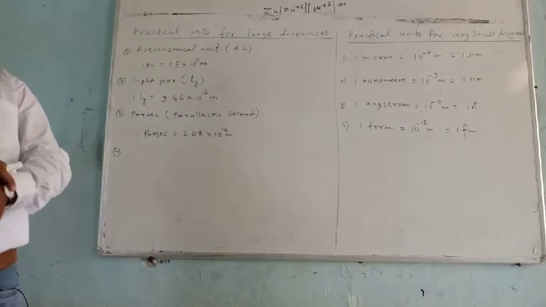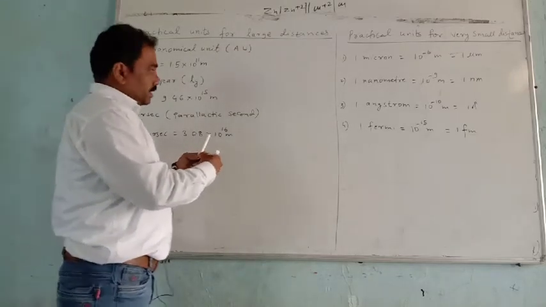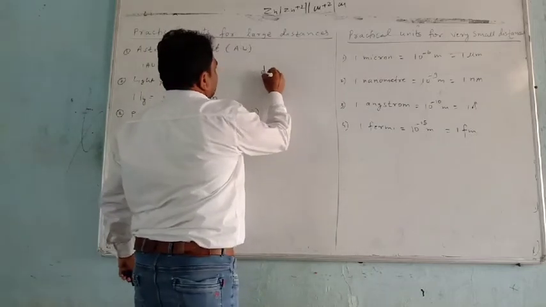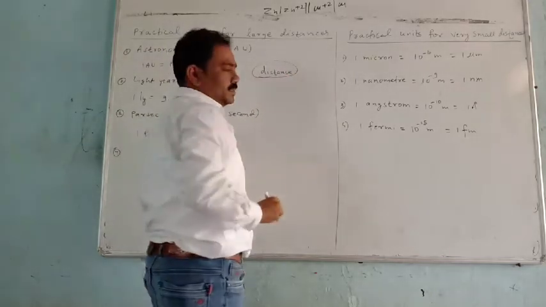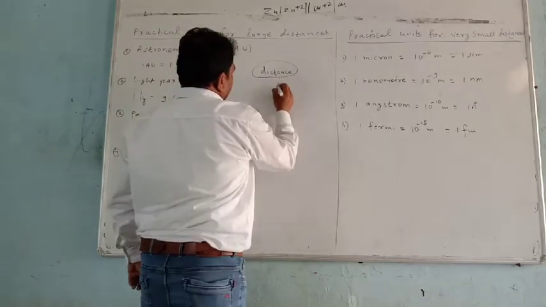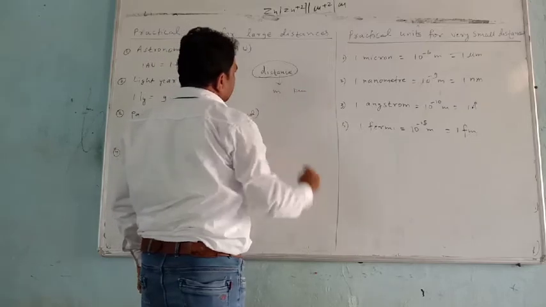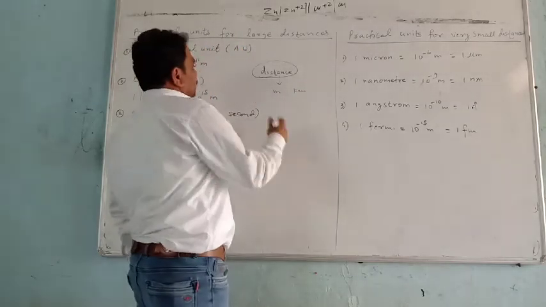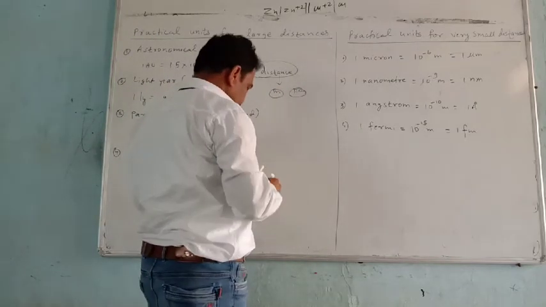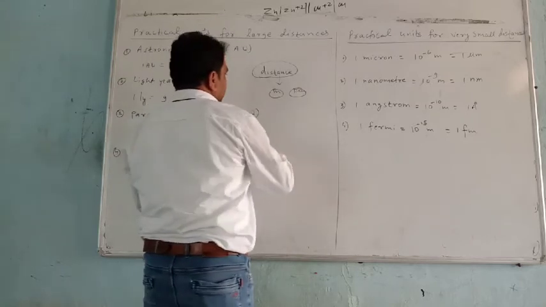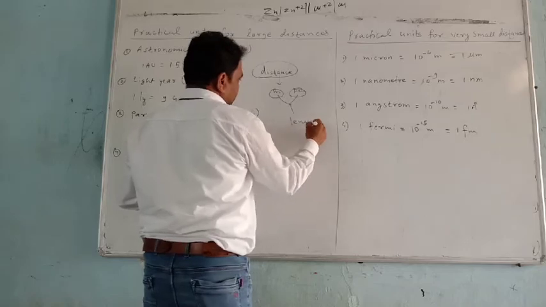Now see, if a distance is there, and if we want to measure the distance, then we can measure the distance in meter and kilometer. Meter, kilometer, it indicates what? That is, distance is nothing but just a length. So this meter and kilometer, it is for length.